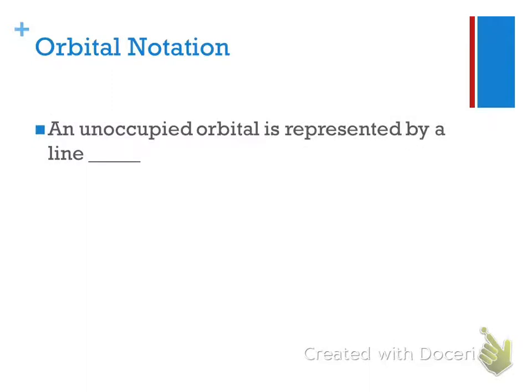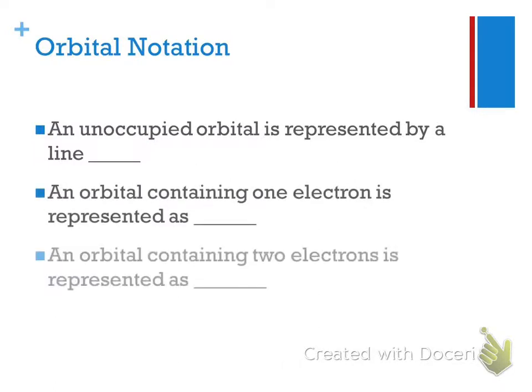When we're drawing out these orbitals, we're drawing lots of lines and lots of arrows. Any line that is left blank means we have an orbital that has no electrons in it. One electron has one arrow, meaning our orbital contains one electron, and an orbital containing two electrons has two arrows.